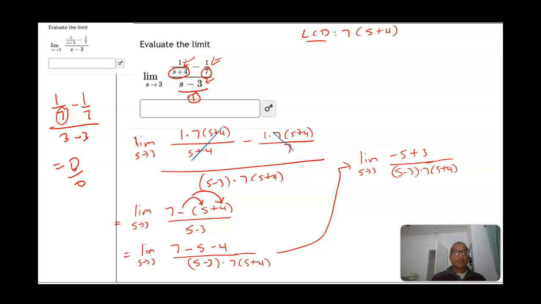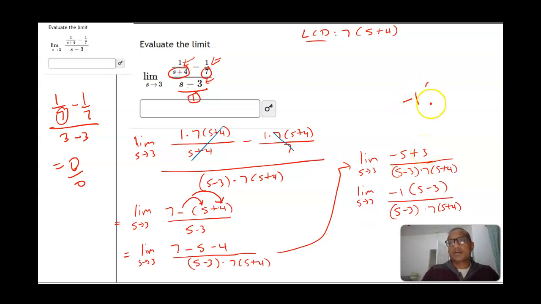Now at this point, we're going to be using a little trick. Notice that we have the same two terms, s and 3, but the signs changed. In the denominator, s is positive and 3 is negative. In the numerator, s is negative and 3 is positive. When that happens, we can factor out a negative 1 from the numerator. When you factor out a negative 1, you're dividing the negative s by negative 1, which gives a positive s, and 3 by negative 1, which gives a negative 3. Because if I multiply it back, it gives me a negative s and a positive 3.